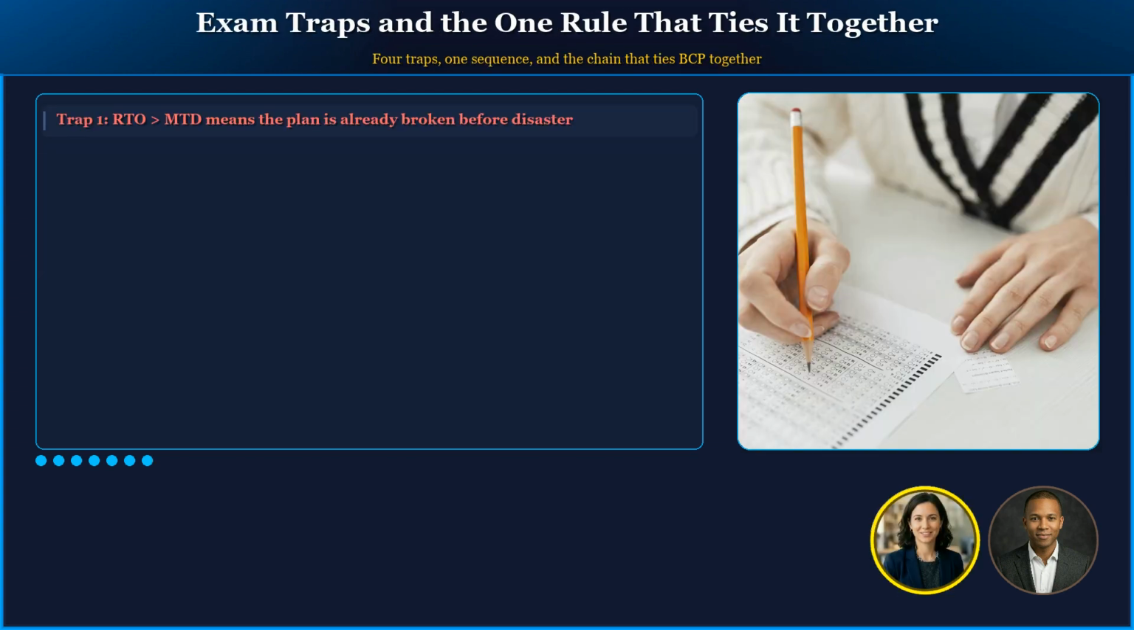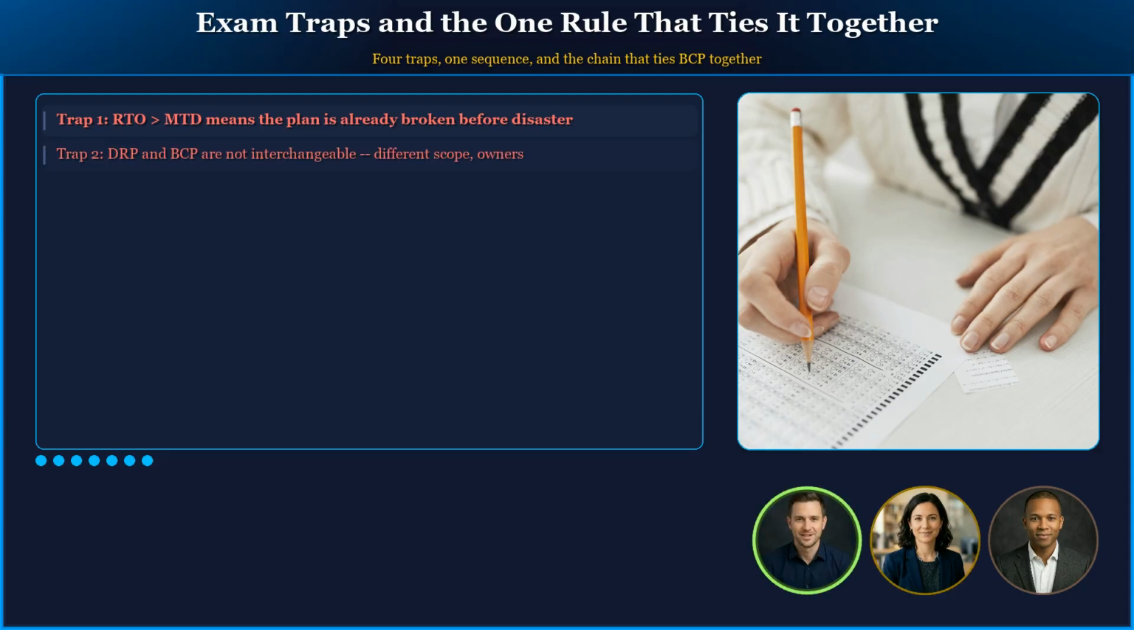The exam is going to test business continuity plan concepts through scenario questions that embed the traps inside realistic-looking answer choices. Let us walk through the 4 traps that eliminate candidates who understand the content but misapply it under pressure.